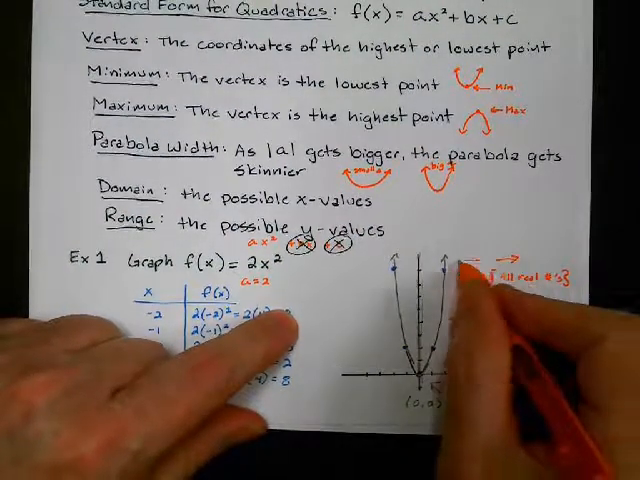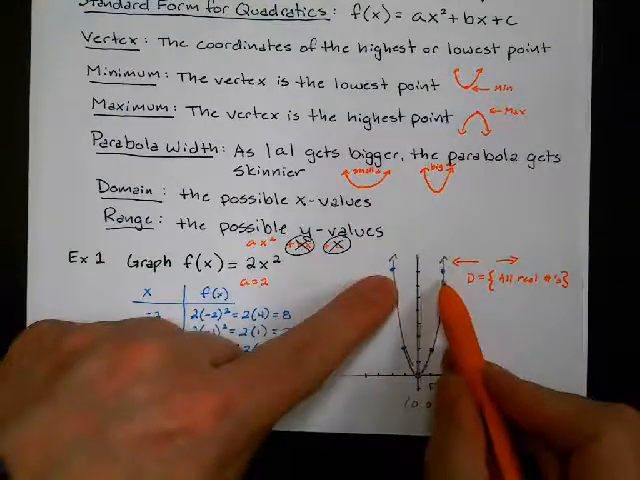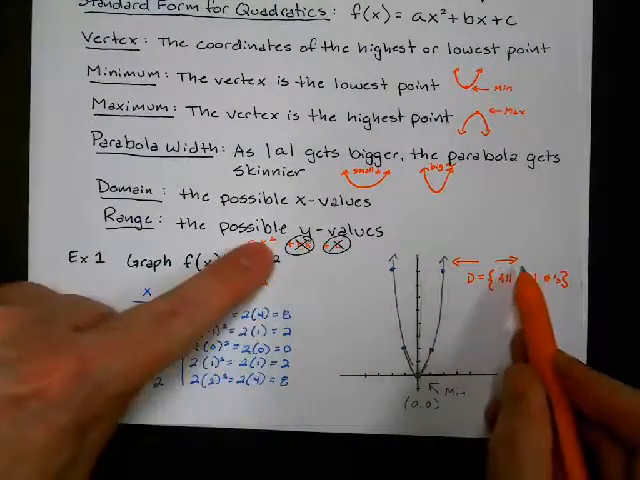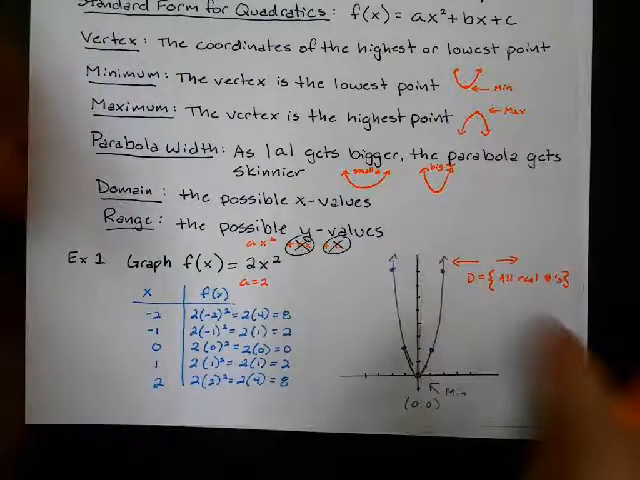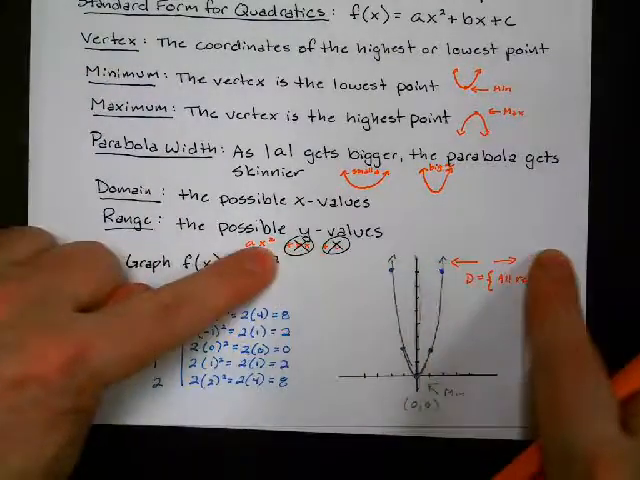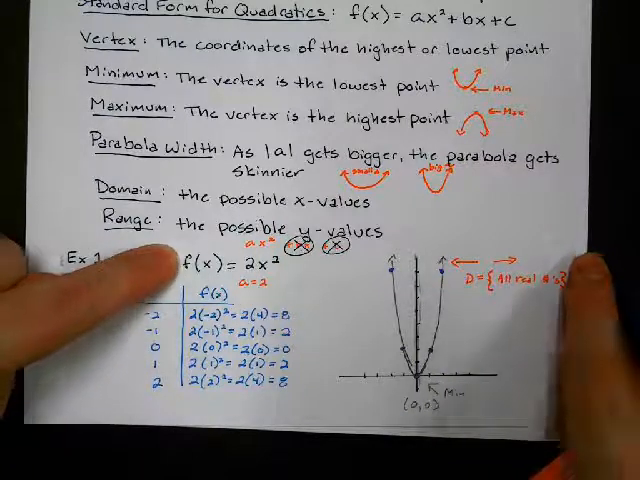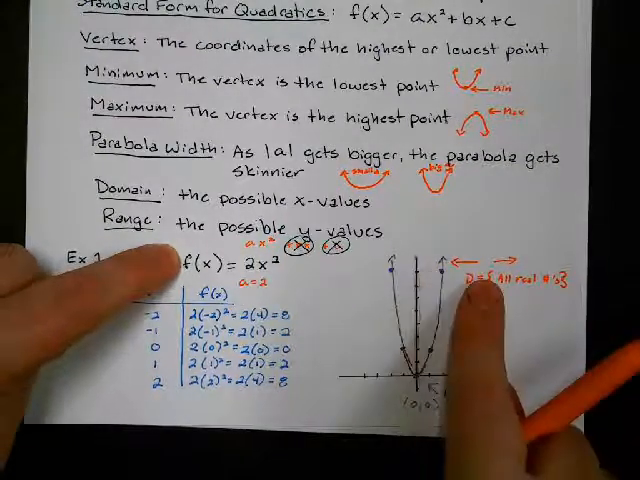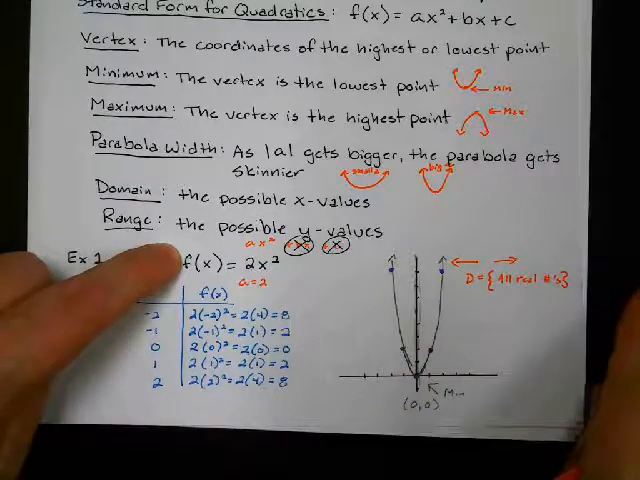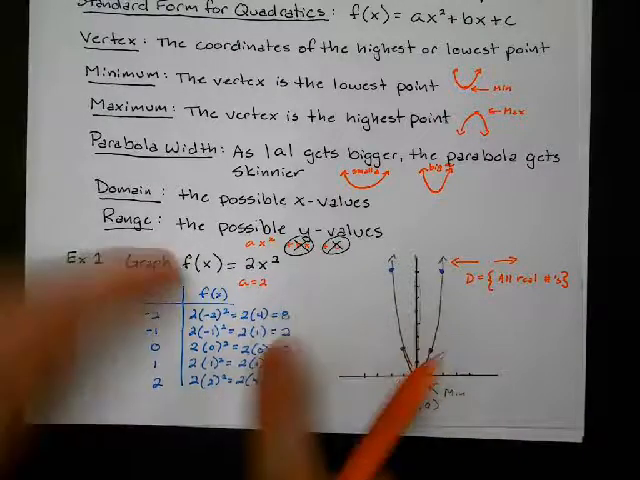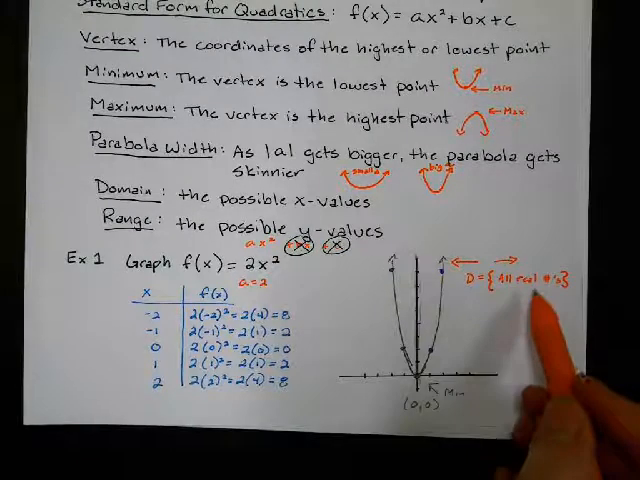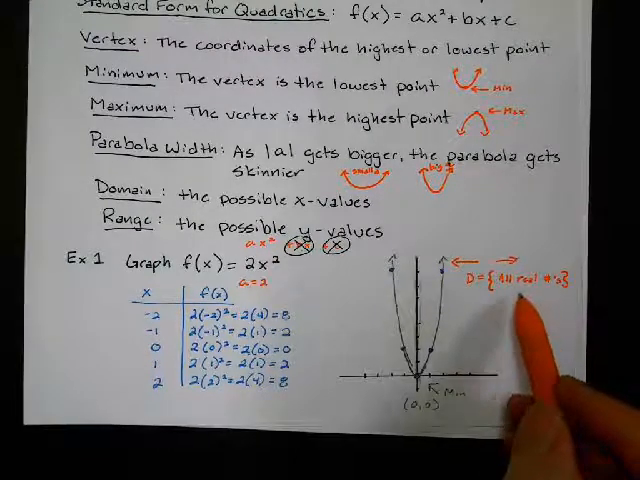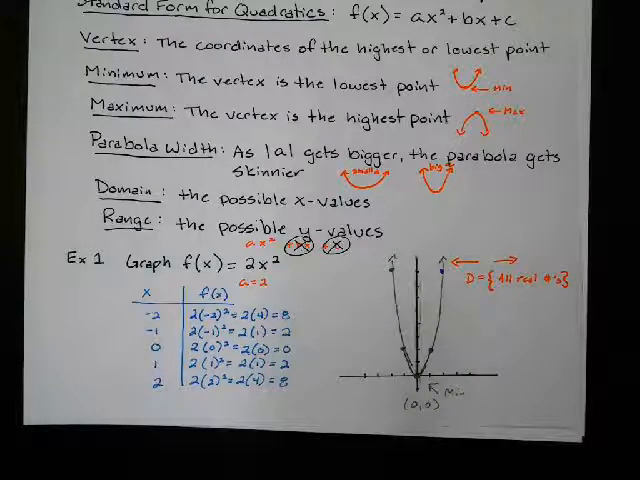Side to side, this thing's going to keep on opening up more and more and more, and since we have infinity to play with, this is going to keep on going, getting wider and wider forever, which means nothing's stopping this graph from going left and nothing's stopping this graph from going right. It can go left and right forever and ever, which means your domain can be any number you can think of, all real numbers.